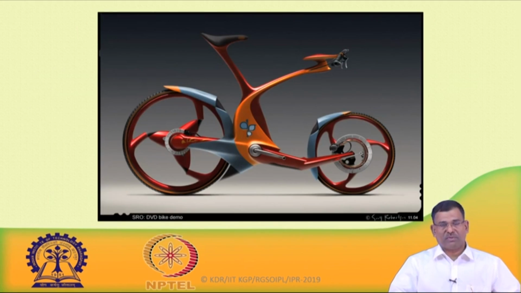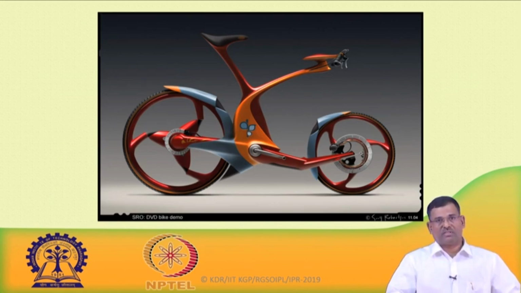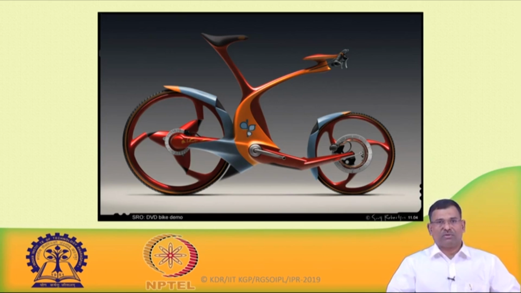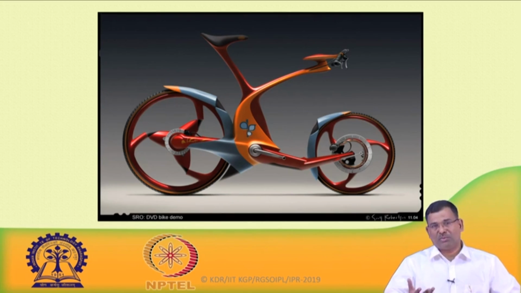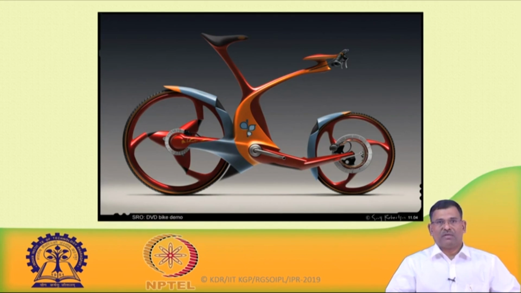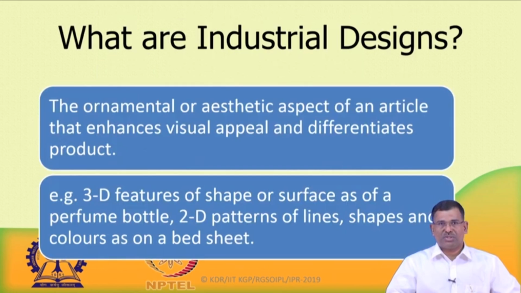For example, you can see this beautiful cycle, and this cycle is entirely going to be sold based on the new design which is in it, which we have not seen in the market. So, if it is copied, then it is a complete economic loss to the inventor of this particular design, who made this particular design. So, the entire aesthetic aspect is the crux of the design registration.